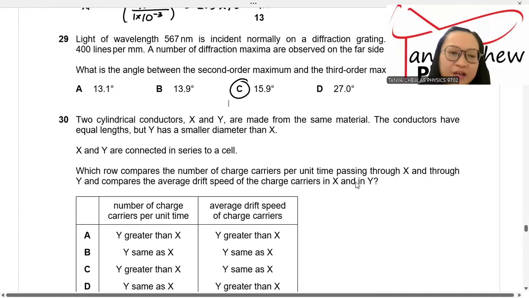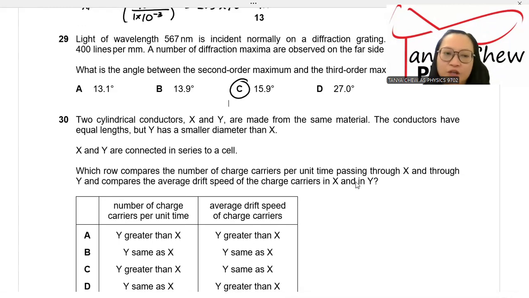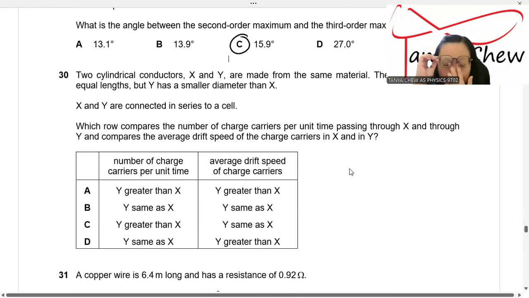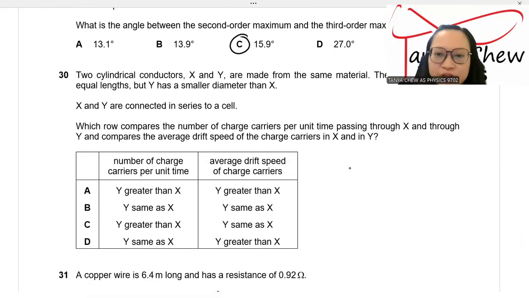Now, question number 30. Two cylindrical conductors, X and Y, are made from the same material. The conductors have equal lengths, but Y has a smaller diameter than X. X and Y are connected in series to a cell. Which row compares the number of charge carriers per unit time passing through X and through Y and compares the average drift speed of the charge carriers in X and Y? Now, when you see they ask you to find the average speed, straight away use this equation.